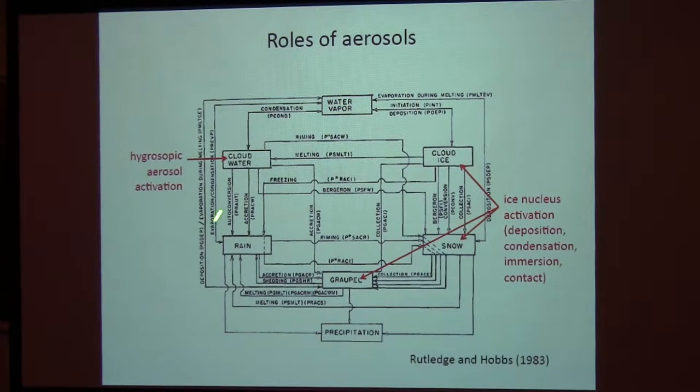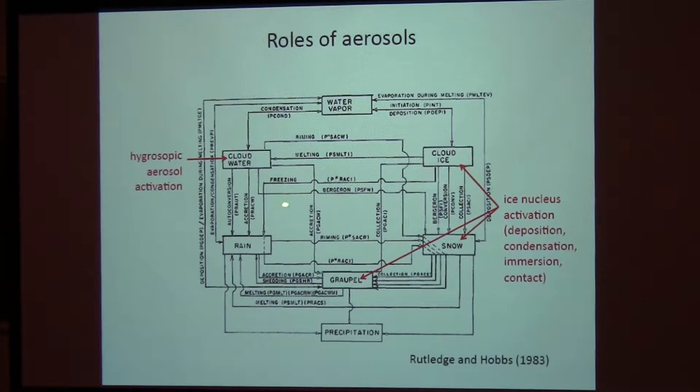So just a quick, very quick primer. This is from Rutledge and Hobbs, a basic idea of a bulk microphysics model with mass concentrations, and a two-moment model would have number concentrations of commonly represented hydrometeors: cloud water, rain, of course, cloud ice, snow, and graupel. Some models slice and dice the ice in various ways, and maybe even have three moments and so on. But each of these types is represented.